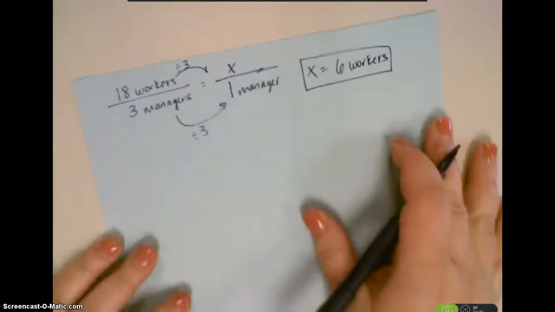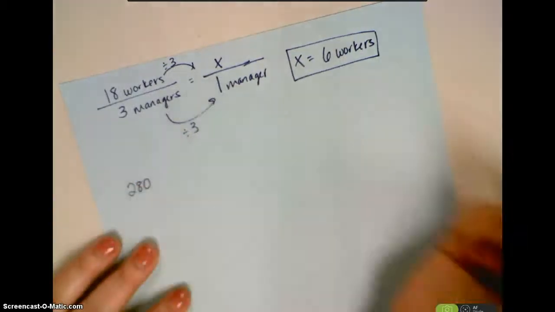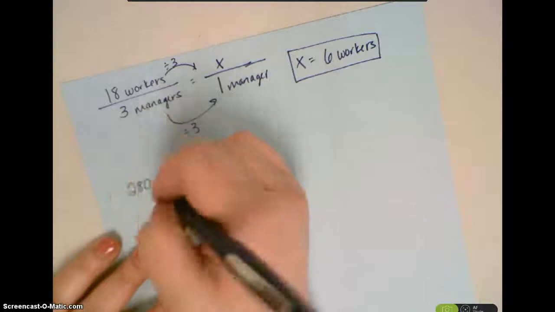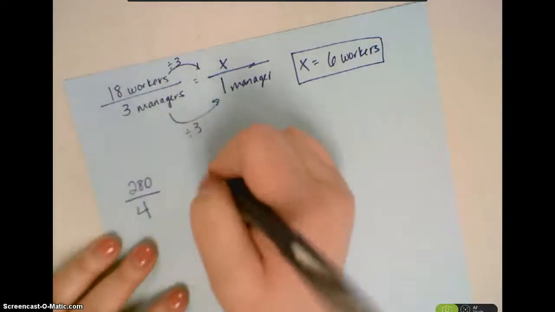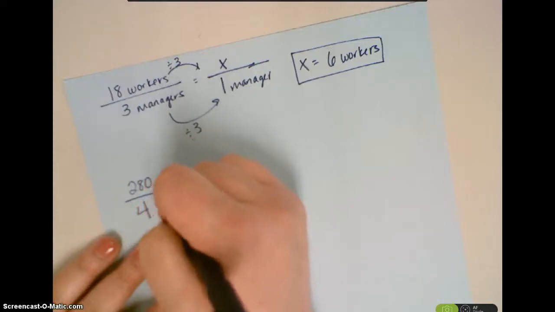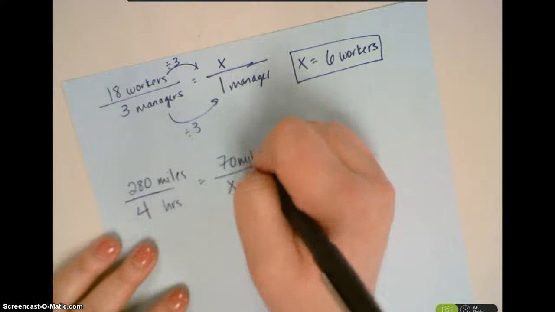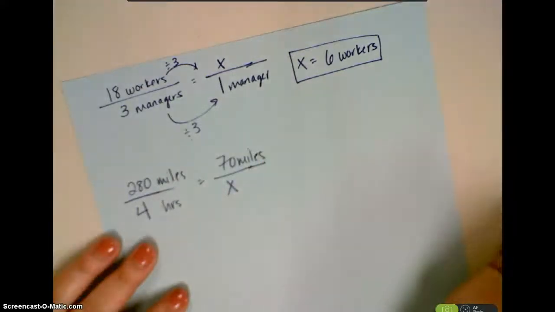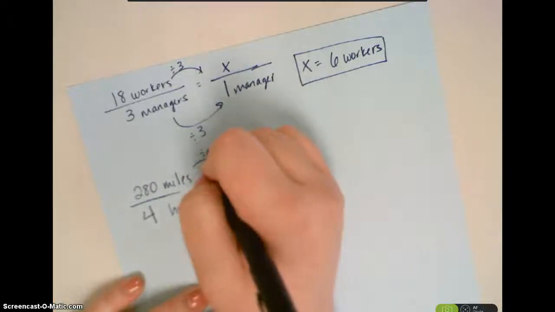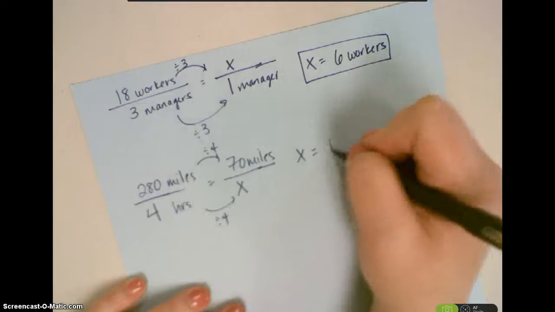We'll do another one. Okay, so I can travel 280 miles in 4 hours. How long would it take me to travel 70 miles? Okay. So here I know that my relation between 280 and 70 is 4, so 280 divided by 4 is going to equal 70. 4 divided by 4 is going to be 1, so X is going to be 1 hour.